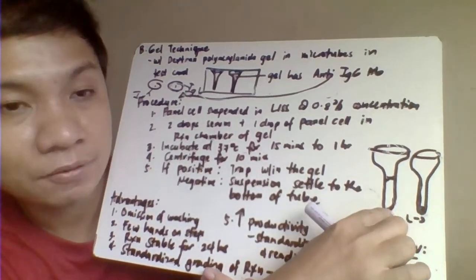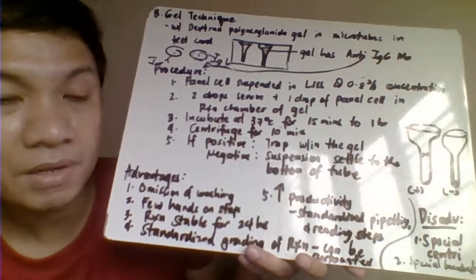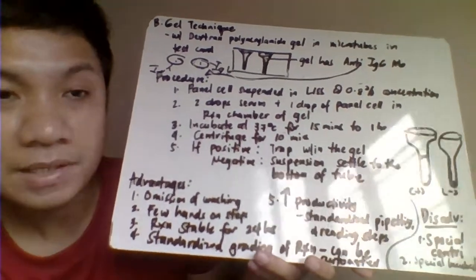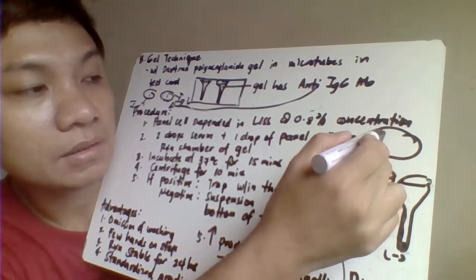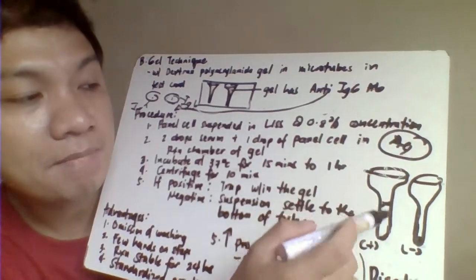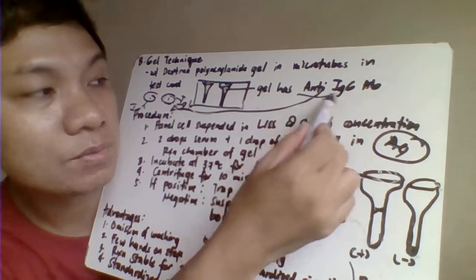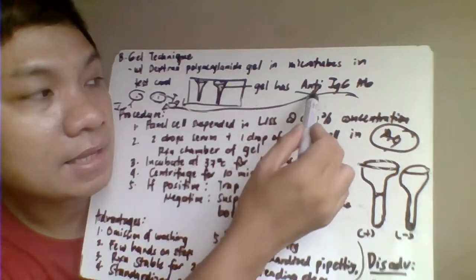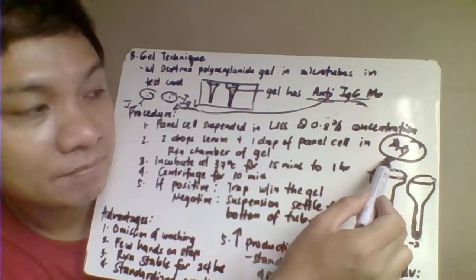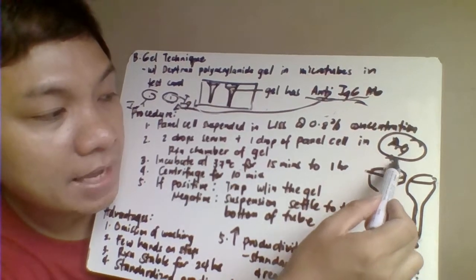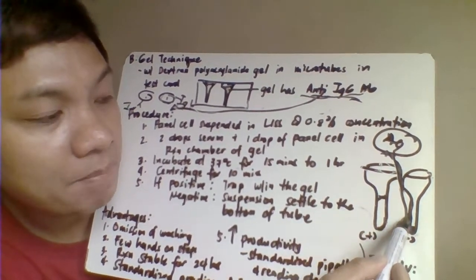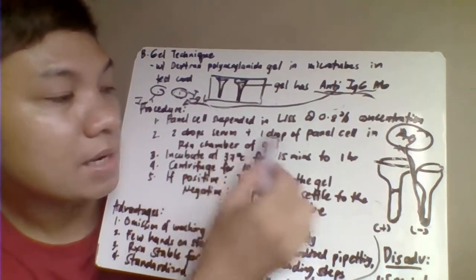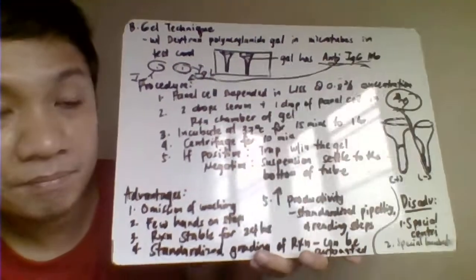hindi siya bababa dito. Pero like for example, if the serum ng patient ay wala siyang antibody, so ang mangyari lang ay ito lang siya. Ito lang mga antigen mo, wala siyang antibody. And therefore, since wala kang antibody na naka-attach sa kanya, ang anti-IgG mo will not bind. Pag hindi siya nag-bind, after you do centrifugation, itong mga red cell suspension mo na panel cells natin, dito siya, bababa sa baba.